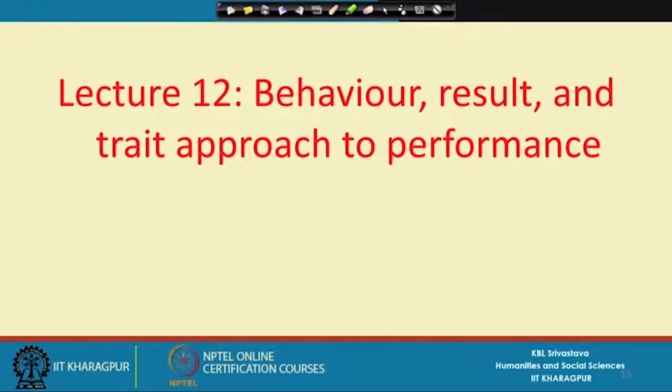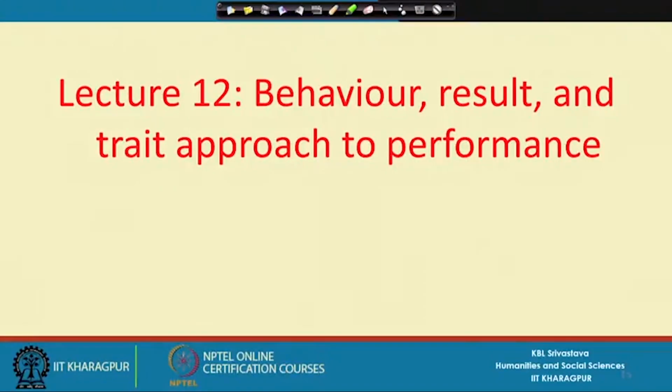So, welcome back to lecture number 12 of week 3, and in this lecture we will talk about 3 different approaches to performance, that is behavior, result and trait approach. You remember we just talked about the determinants of performance, where we discussed 2 determinants, that is task and context, and both are important. Now, when it comes to measurement of performance, these 3 things are important.